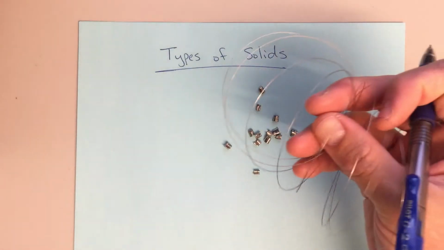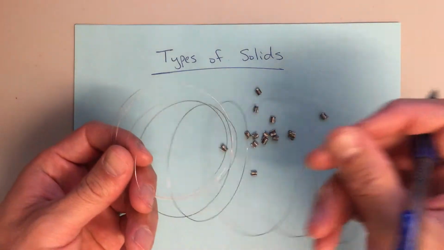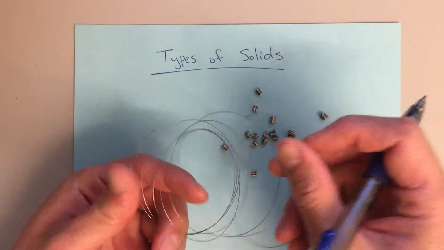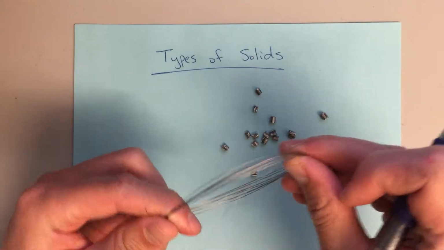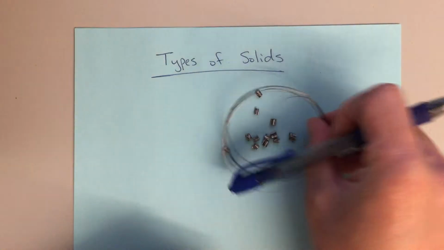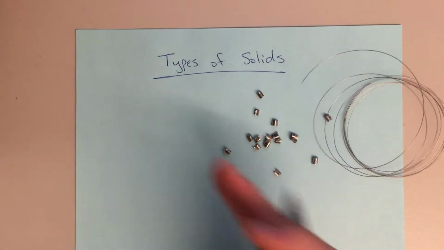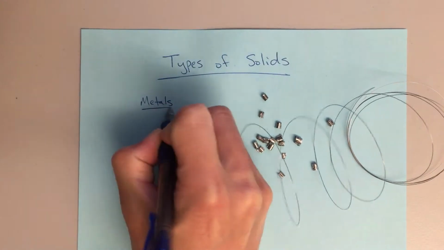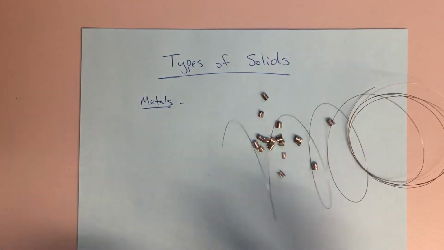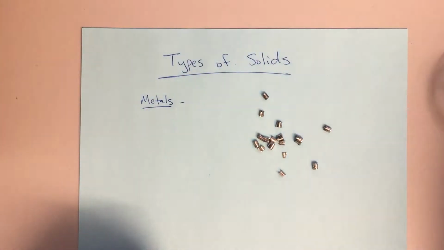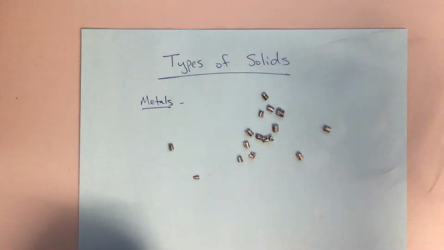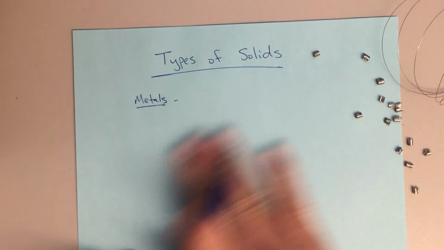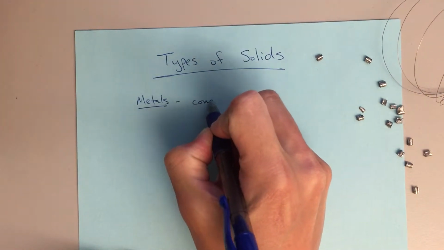Another example would be this wire. So this wire is made of nickel. So this is a nickel wire. And these are examples of metals, right? If we saw these out in our everyday lives, we might say, yeah, those are metals. I can recognize those as metals. So that's our first type of solid, metals. Metals are really sort of unique and special in that they can conduct electricity. So this wire here, right, we can conduct electricity through that wire.